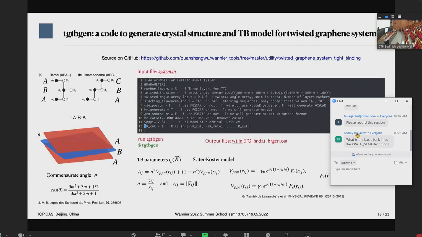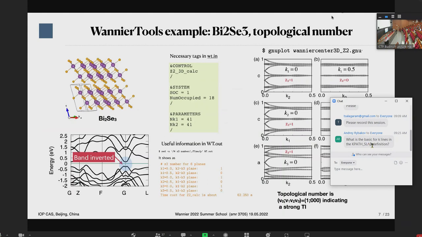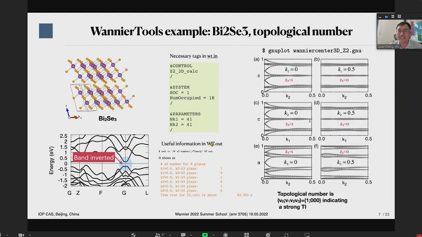There was one question from an online participant. What is the basis for K lines in the K path slab definition? Yes, that's a good question. The basis for the K path slab is that the surface is defined by the surface cut, and the first line is R1 and the second one is R2, R1 prime and R2 prime. With these R1 prime and R2 prime, you can calculate the reciprocal lattice. The units for that K path slab are based on those two primitive reciprocal lattice vectors.